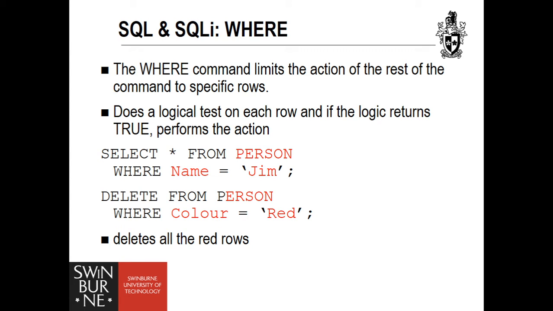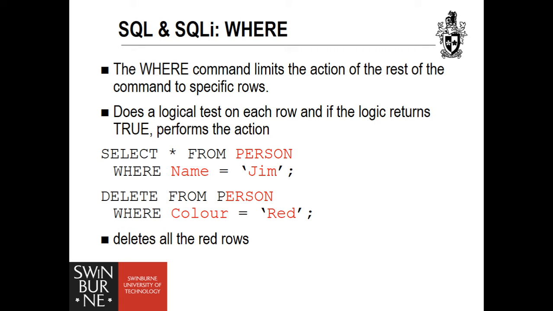How about where? Where basically is a command that limits the action of the rest of the command to specific rows. It also does a logical test on each row, and if the logic returns true, it performs the action. It's like a condition. For example, select star from person where name equal to Jim.